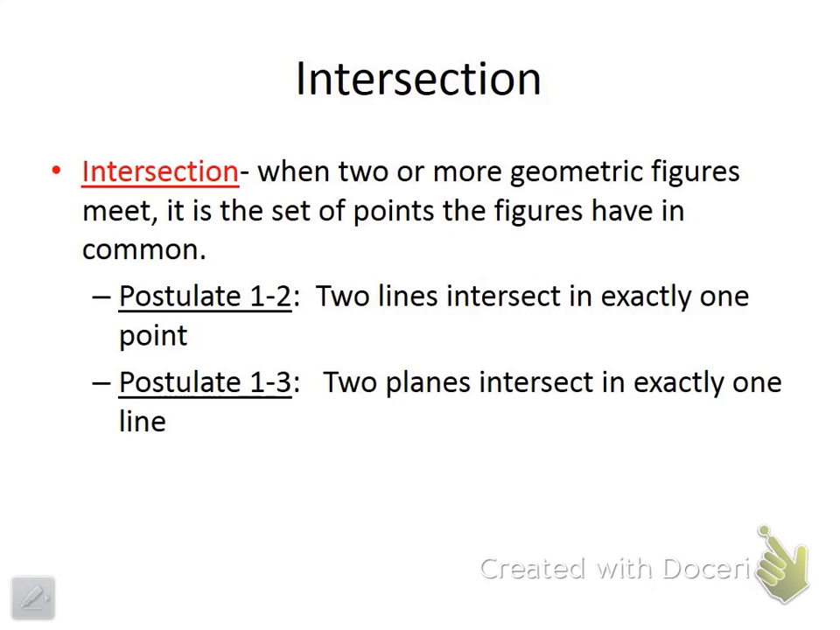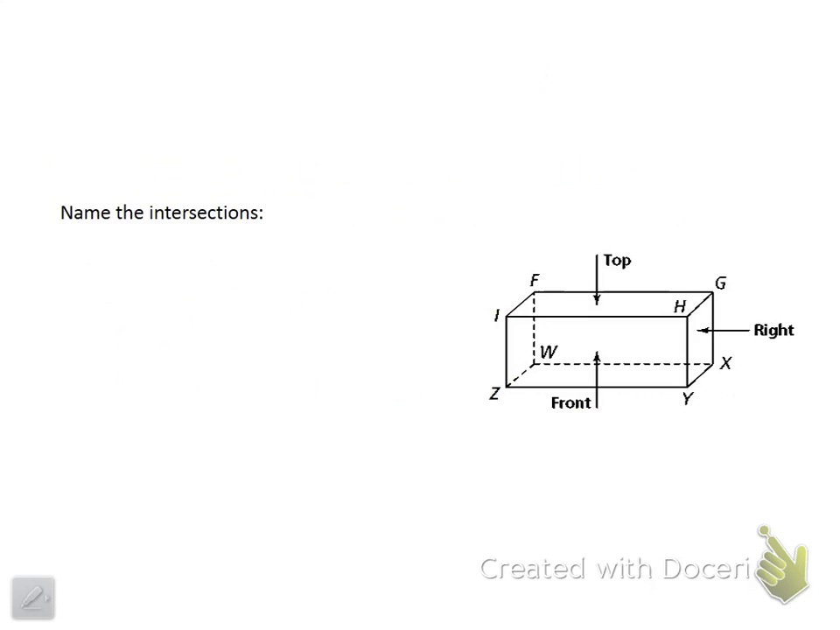An intersection. When two or more geometric figures meet, it is the set of points that the figures have in common. Two lines intersect in exactly one point, and two planes intersect in exactly one line. So we're going to see examples of this. They just intersect at a certain point or a certain line. We're going to be naming the intersections in this figure. We're trying to figure out what planes intersect and what lines intersect.